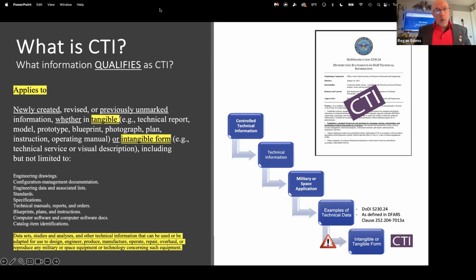So when we talk about this and we look at that relationship, we think about engineering drawings, configuration management documentation, engineering data, associated lists, standards, specifications, technical reports, orders, blueprints, plans, instructions, computer software, software documentation, catalog identification items. So if the part number is exclusive to the military and space application, the DoD contract, and it is not in the public domain, it is controlled technical information. There's no ambiguity about that whatsoever. Okay.